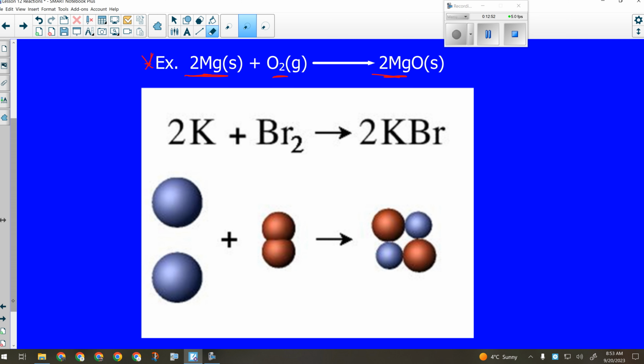If I was to show you a reaction that after the arrow there was nothing and it had two elements, you'd know it was a synthesis reaction, because it's the only reaction that starts that way. All right, questions on the synthesis reaction? Okay.